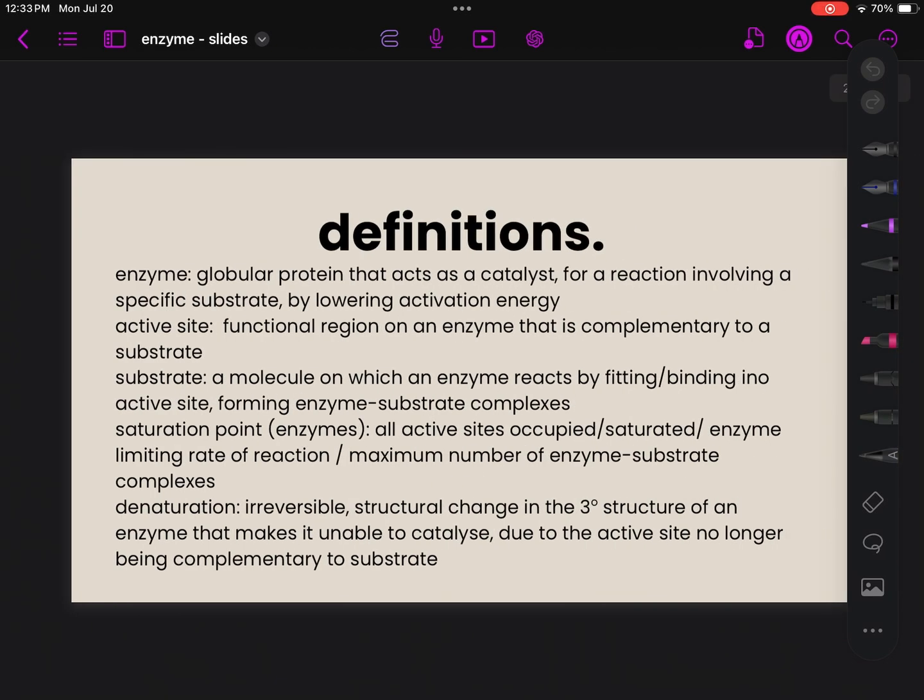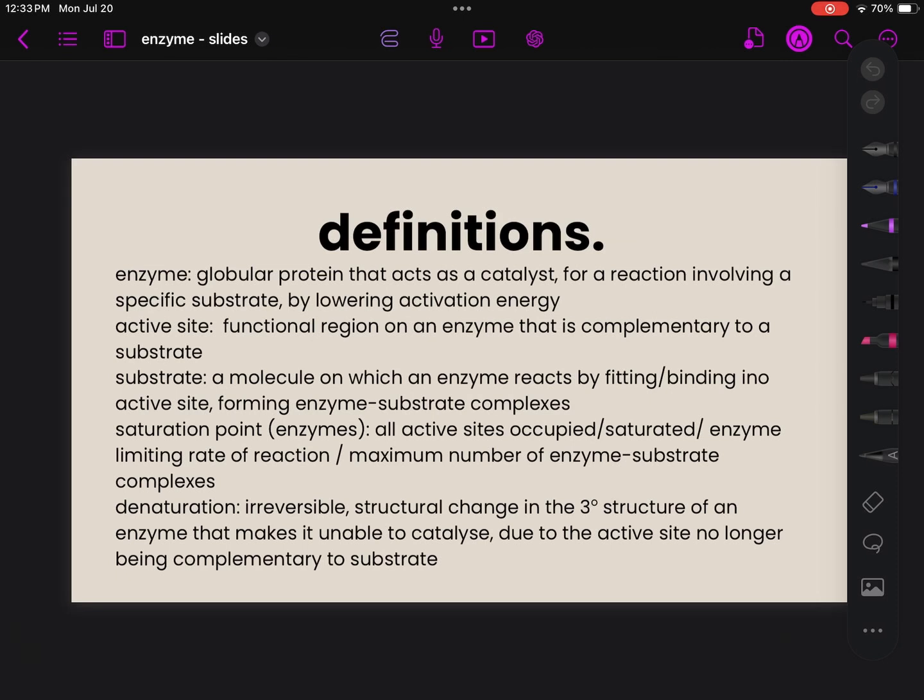First of all, let's look at some key definitions. An enzyme is a globular protein that acts as a catalyst for a reaction involving a specific substrate by lowering activation energy. An active site is a functional region on an enzyme that is complementary to a substrate. A substrate is a molecule on which an enzyme reacts by fitting/binding into an active site, forming enzyme-substrate complexes. A saturation point, specifically in this enzyme topic, refers to when all active sites are occupied/saturated, the enzyme is limiting the rate of reaction, and there's a maximum number of enzyme-substrate complexes.